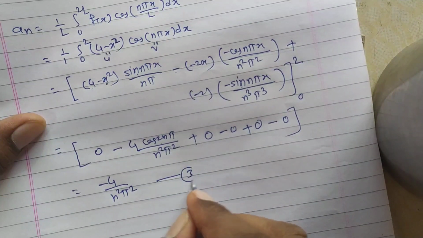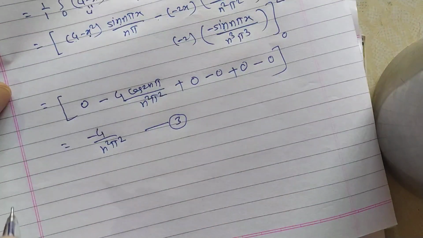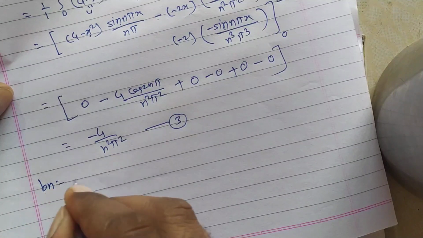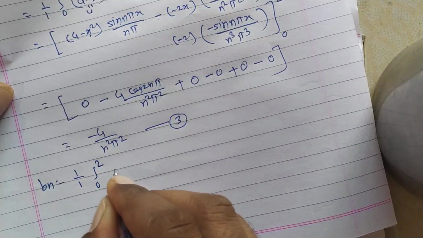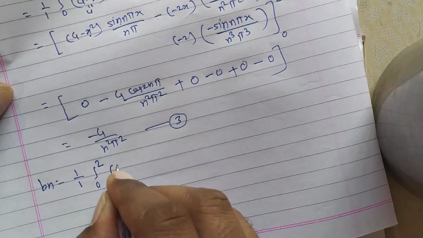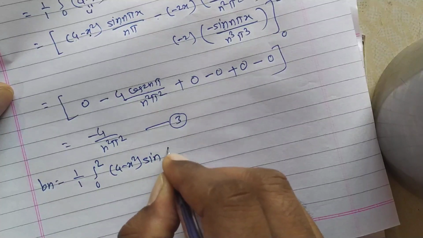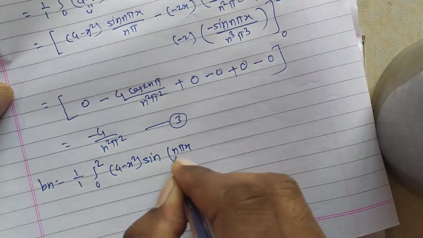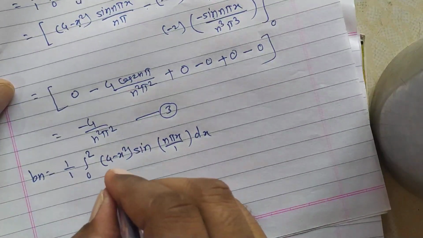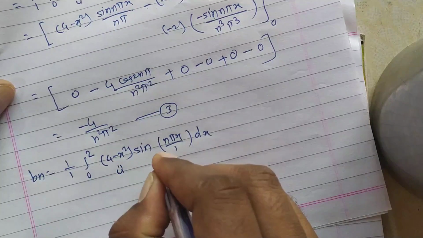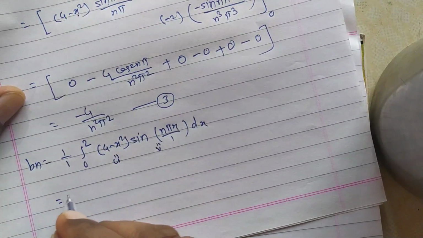This is equation 3. After an we have to find bn. Now how do we write bn? So the formula is bn equal to 1 upon l, so l is 1 here, into integration from 0 to 2l, so 0 to 2, f of x, that is 4 minus x square, into sine n pi x by l, l is 1, into dx. And for integration again you have to use the u into v rule, so u equal to this, v equal to this. So how do we write the integration? u v1 minus u dash v2.